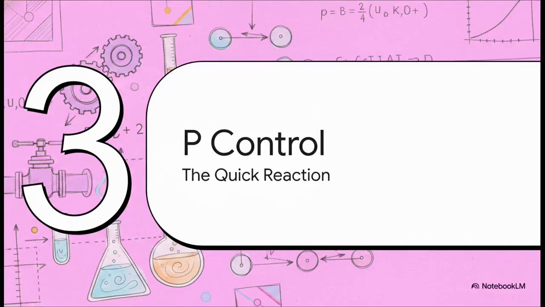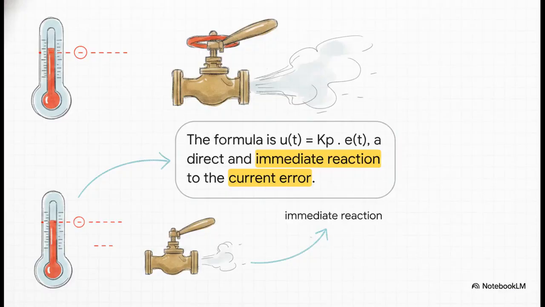Which brings us to section 3, P control, the quick reaction. This equation is the absolute most basic reaction math we have. The output of the controller, which is U(t), is simply the current error, E(t), multiplied by a proportional constant, Kp. To put that in plain English, if the temperature is a little bit too low, open the steam valve a little bit. If the temperature is way too low, open the valve a lot. It's just a direct, immediate reaction to whatever is happening right at this very second.